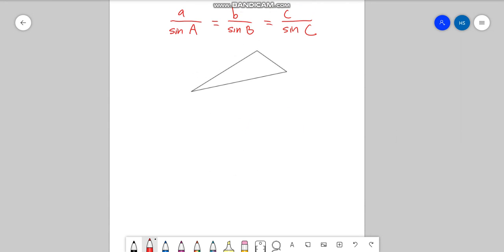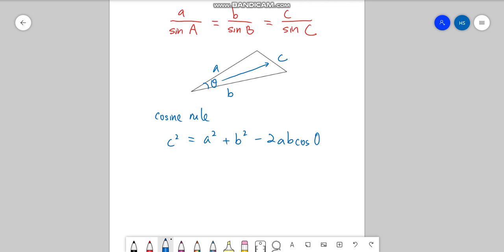Okay. Next is the cosine rule. Let's say I label here as theta. The two lines connecting to your theta must be your A and B. The line opposite your theta is named C. And the formula for cosine rule is C squared equals A squared plus B squared minus 2AB cos theta.